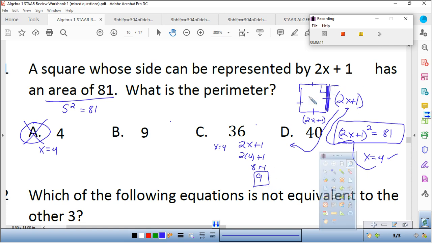Well, 9 is the side, but they're not asking for the measure of the side here. I think what's the perimeter? Perimeter is the distance all the way around. So perimeter is equal to 4s, because for a square, the 4 sides are the same. 4 times your side, but we now know the side is equal to 9. S is equal to 9. Perimeter is equal to 4 times 9, which is now perimeter is equal to 36.